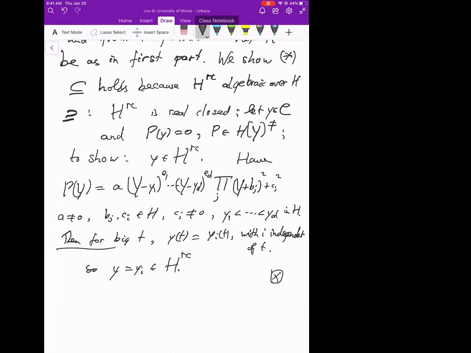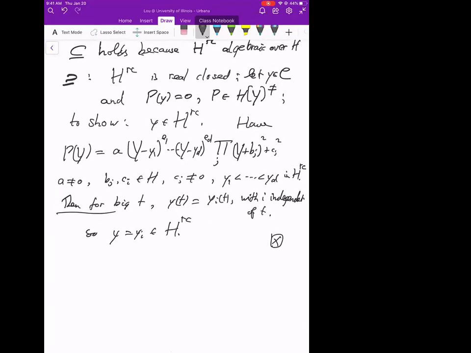Yes, sorry, just a question. Are y1 to yd in H or in HRC? Ah, you're right, sorry, thanks. They are in the real closure, of course, in the factorization, right.